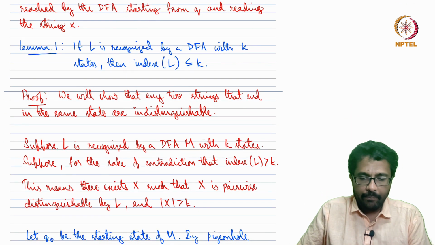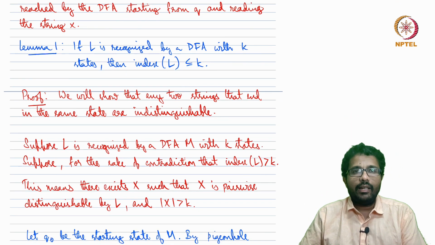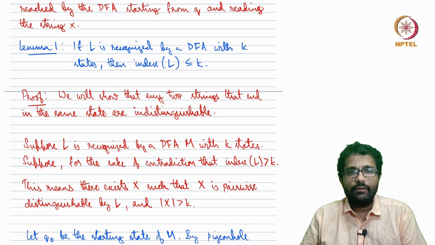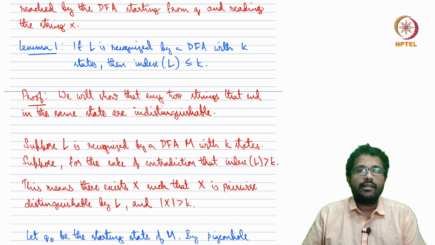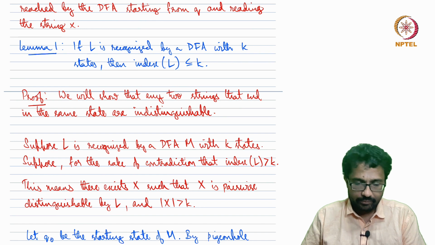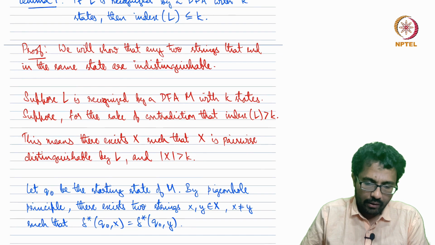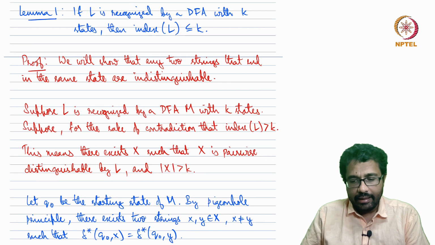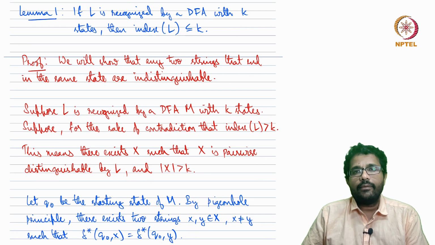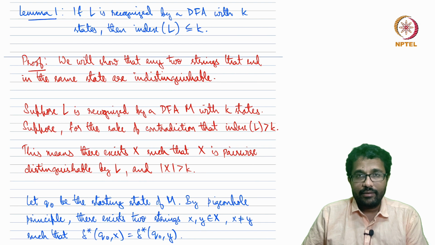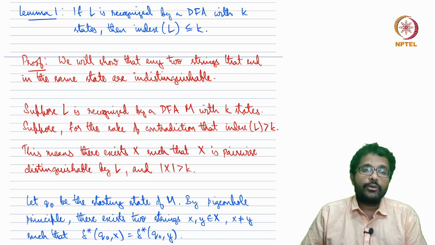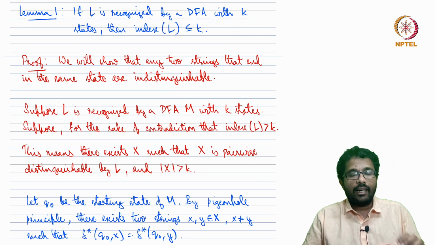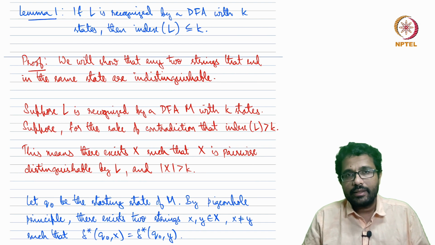So what is lemma 1? Lemma 1 says that if L is recognized by a DFA with k states, then the index is at most k. So what is the index? The index is the number of equivalence classes. Another way to see it is the size of the largest pairwise distinguishable set.